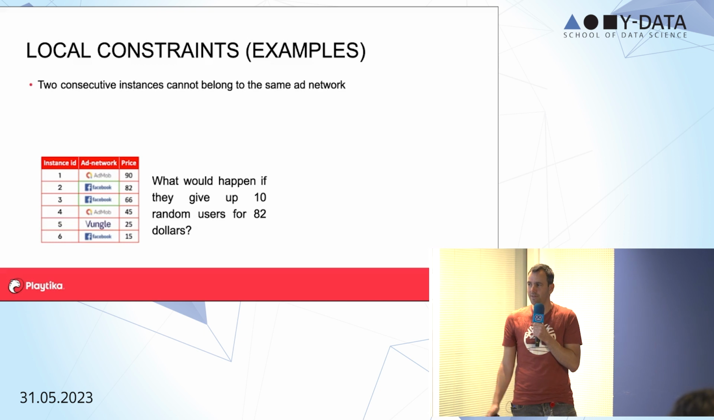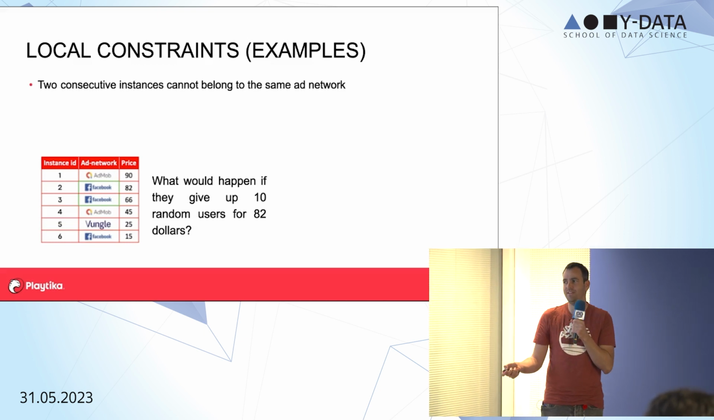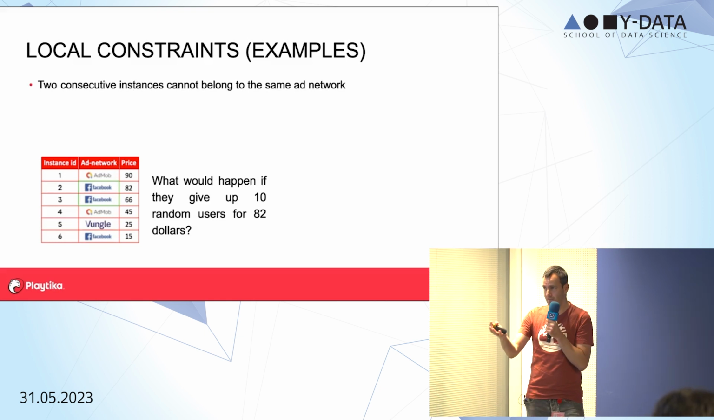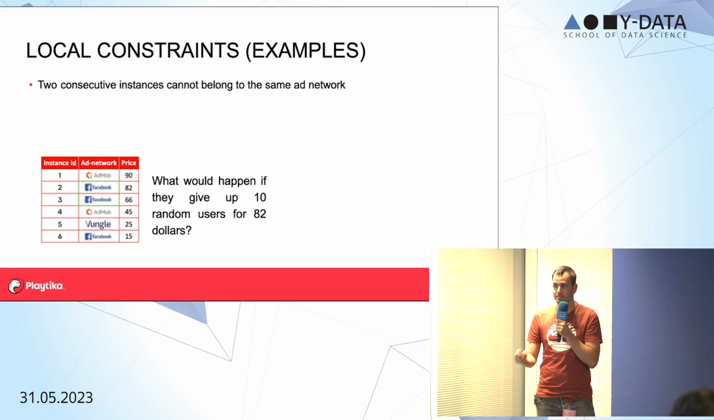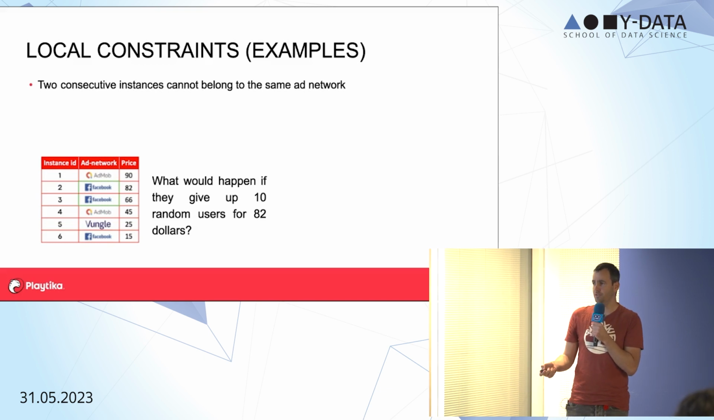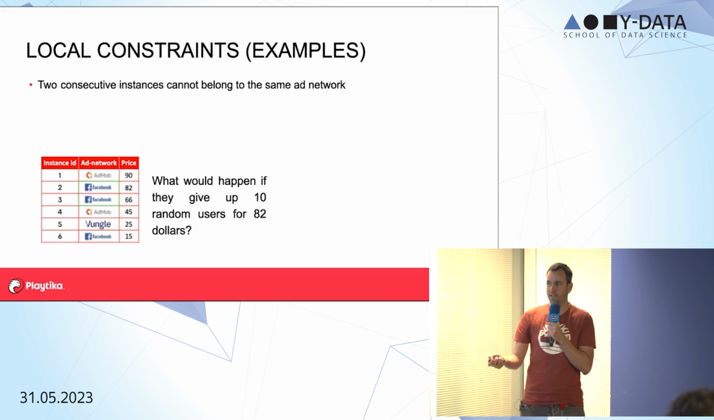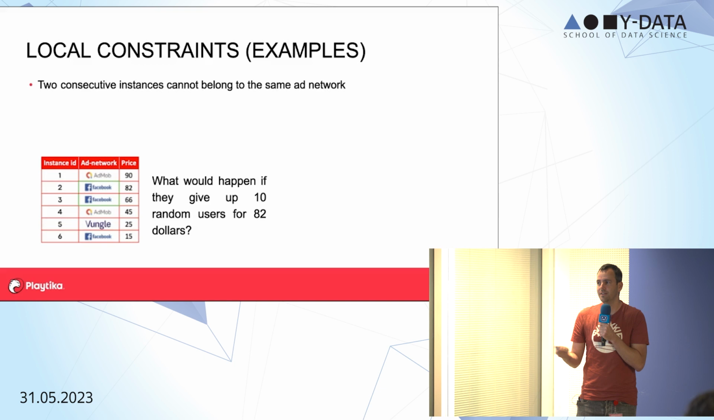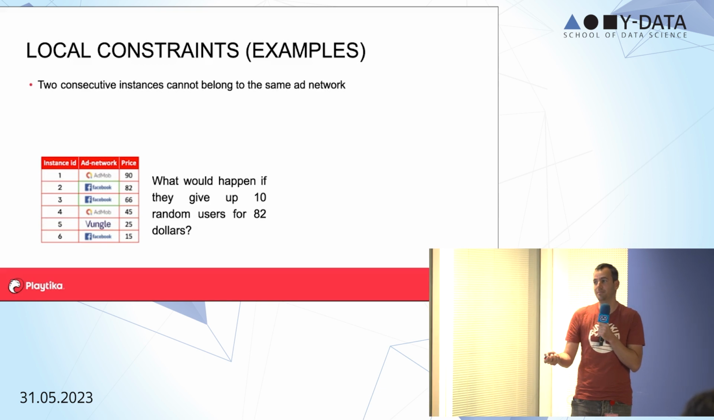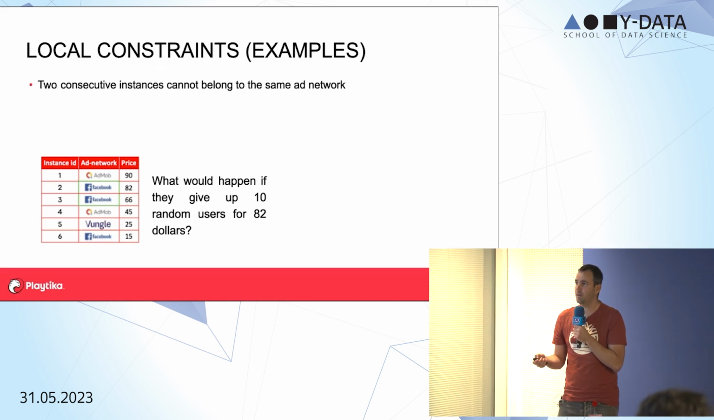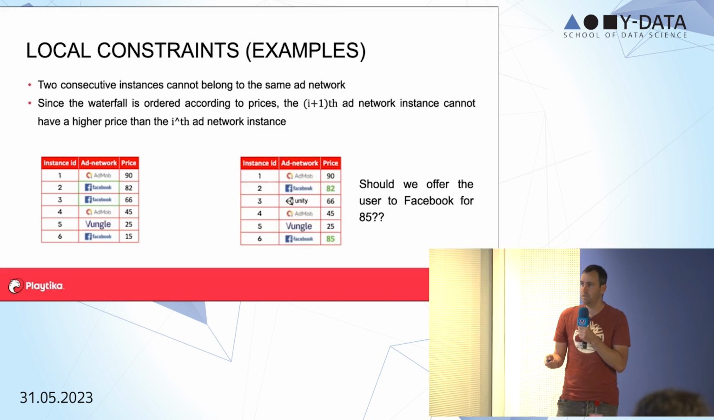And surprise, surprise, they will see that all the 10 randomly selected users will, a few seconds later, be offered for $66. So they can induce that there are no instances between them, and then they will never buy any user for $82. They will always buy for $66. So this is why we must have some other ad network in between. So this is one example of a local constraint.